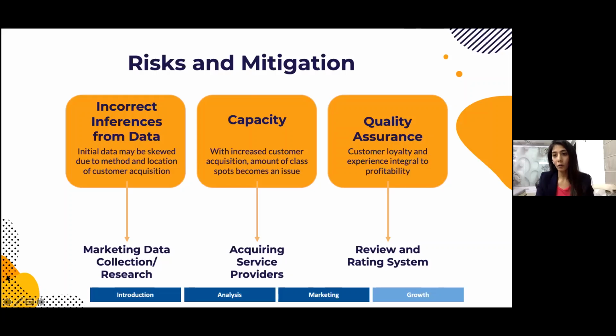Next, the current capacity of the trainers is capped at 16. So with more and more customers coming in due to expansion, this can be an issue if the service providers are not proportionate to the demand. So the mitigation strategy is again having and retaining high quality service providers. And lastly, customer loyalty and experience are the 2 most important metrics of success for KALAHUT to be profitable. And quality can be assured too, which we provide through the mitigation strategy of having a review and rating system in place and focusing on it very heavily. Next slide.